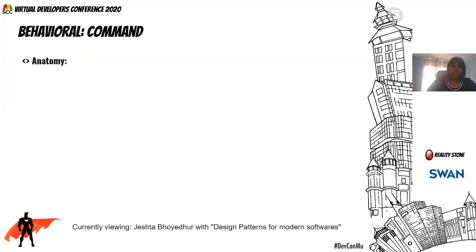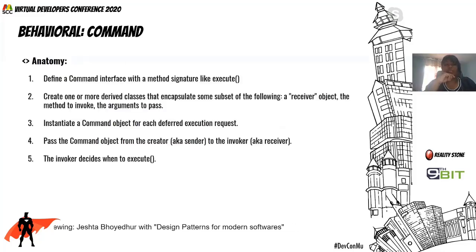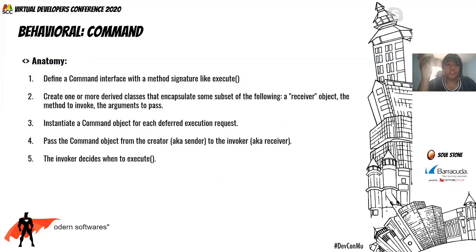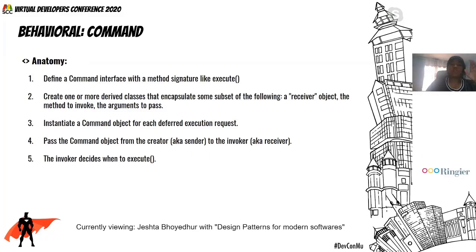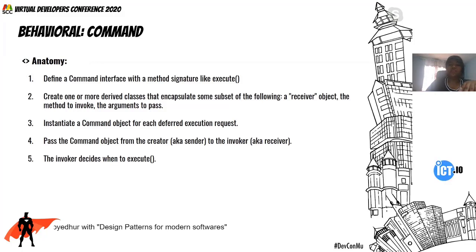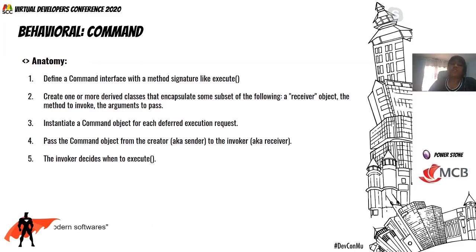So the anatomy for command for both PHP and Golang is pretty much the same. You have to define a command with a method signature like execute, create one or more derived classes that encapsulate some subset of the following, like a receiver object, method to invoke, the document to pass. Third is you have to instantiate a command object for each deferred execution request. Fourth, pass the command object from the creator, aka sender, to the invoker. And lastly, the invoker decides when to execute.